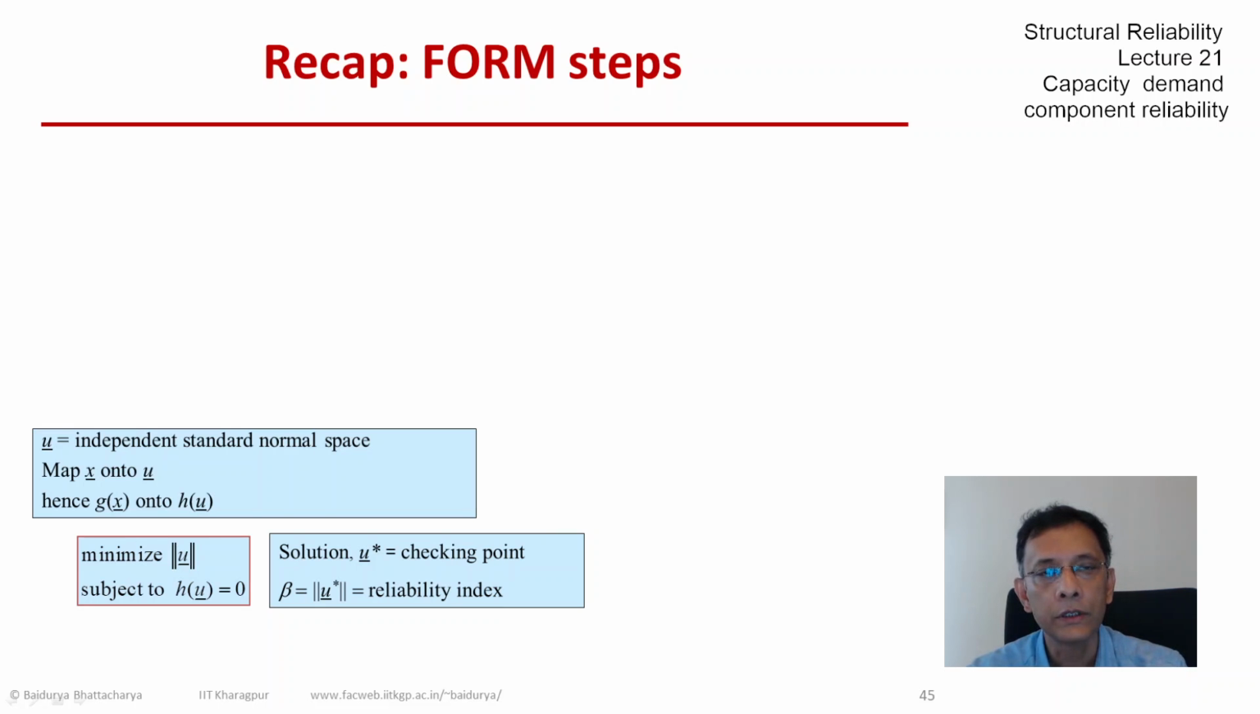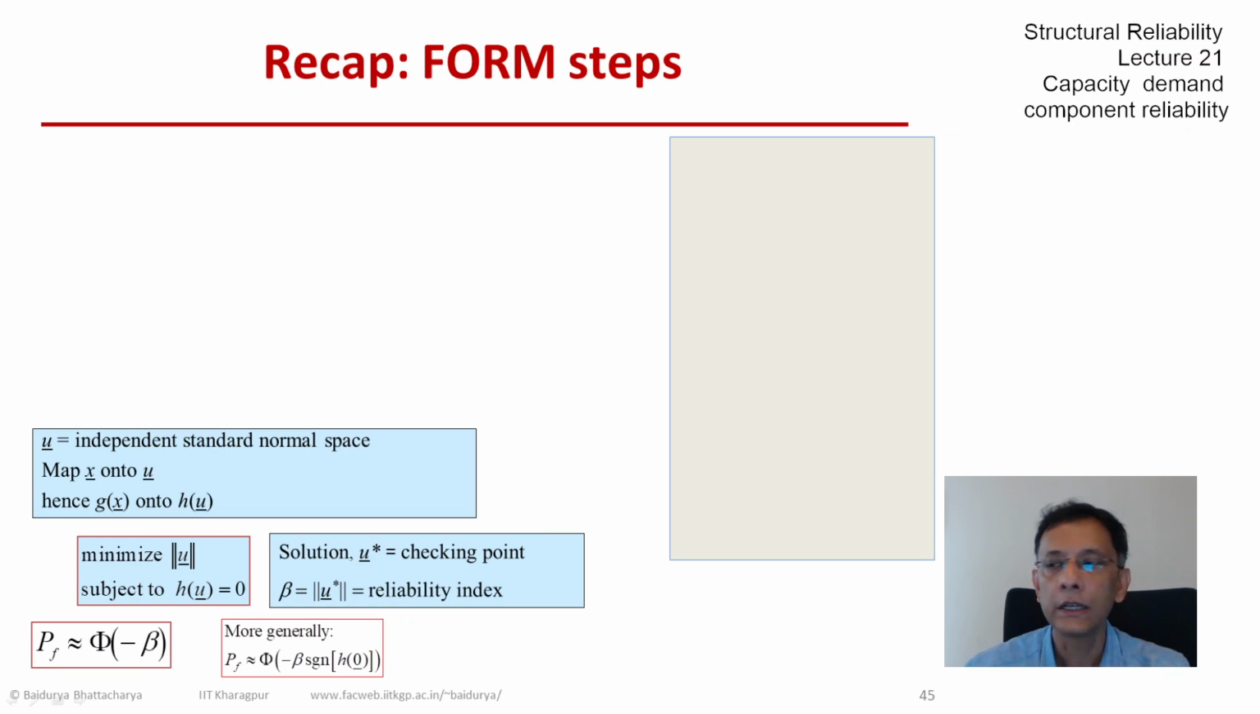The distance is very commonly called beta, and it's also known as the reliability index, and the failure probability of the element in question is approximately equal to phi of minus beta, where phi is the normal CDF. We discussed why we have to include the signum function to be more complete.